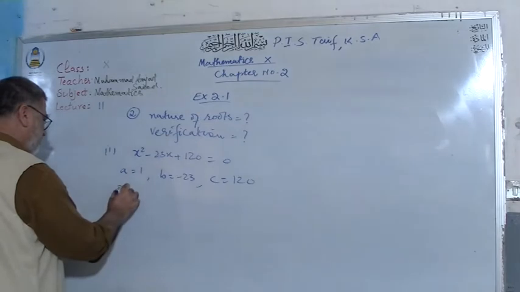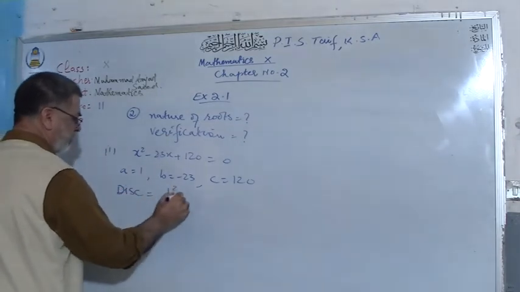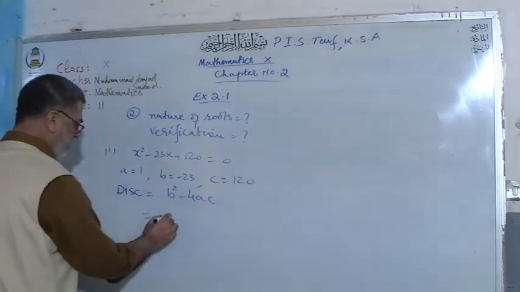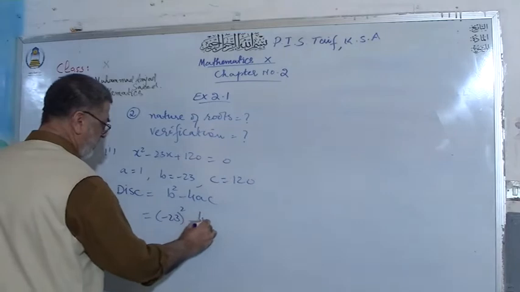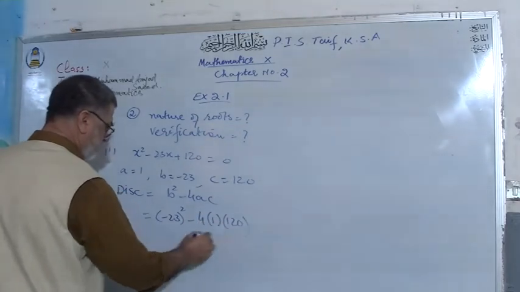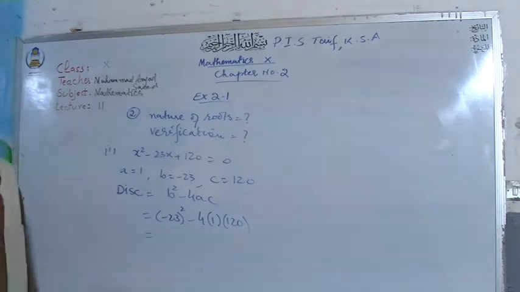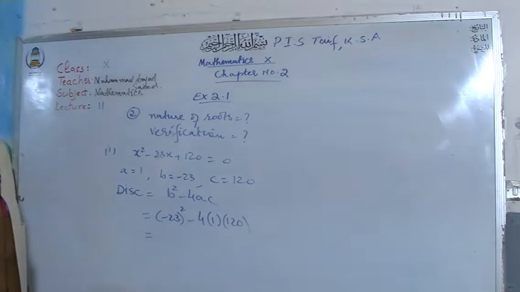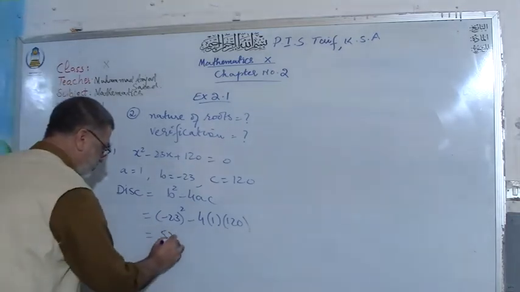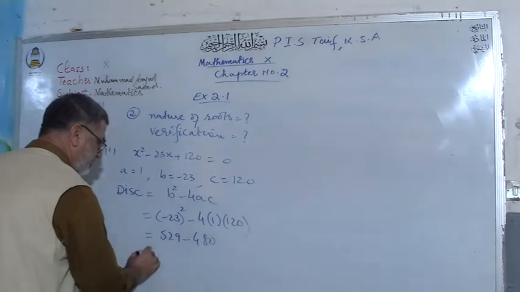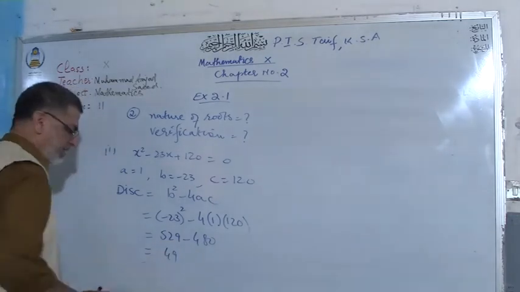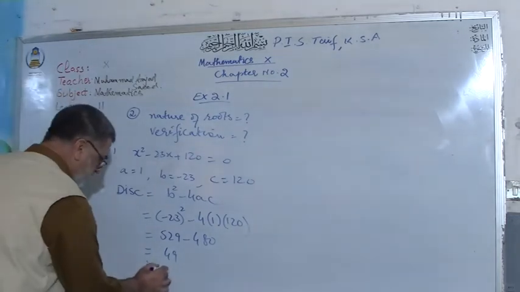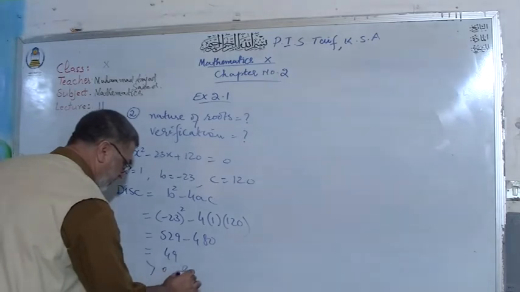Now, using the formula, discriminant is equal to b square minus 4ac, that is minus 23 square minus 4 into 1 into 120. This will be 529 minus 480, that will be 49. Here, you know that 49 is greater than 0 and a perfect square.